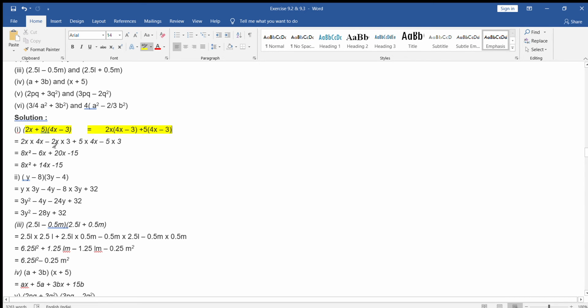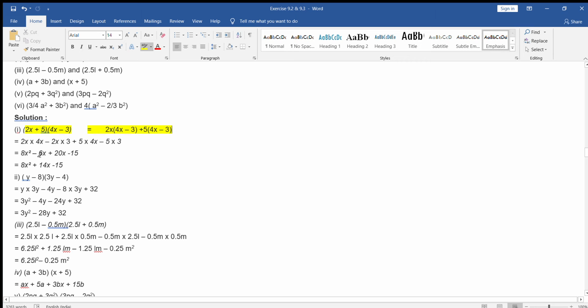So how have we written it? Plus times minus will be minus, so 2x will be multiplied by 3. Then plus 5 will be multiplied by 4x. Then the minus sign, and 5 will be multiplied by 3. So just see our result. 4 twos are 8, and regarding x, we have power 1 and power 1. Powers will be added, so we have x to the power 2. Then minus 6x, plus 20x and minus 15.